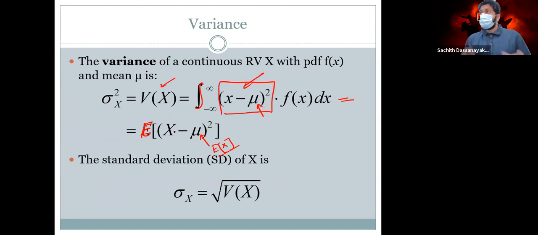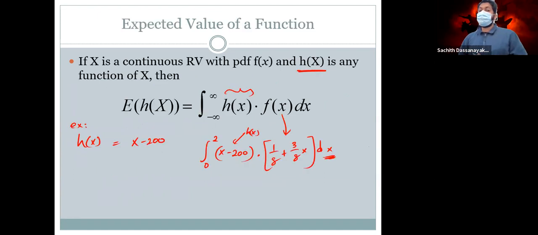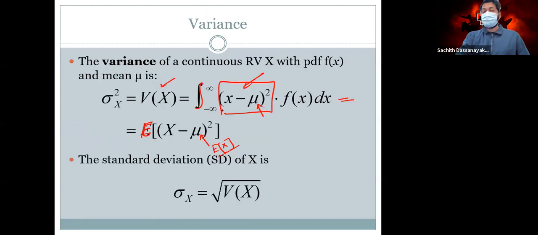The expected value of a function of x. That's the similarity I want to show you. See here, expected value of a function of x, same here, expected value of a function of x. Now your function of x is this one, so simply plug that in times fx dx.